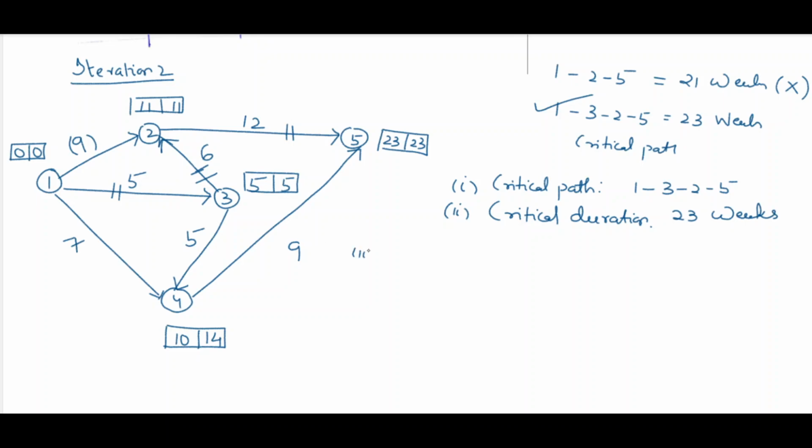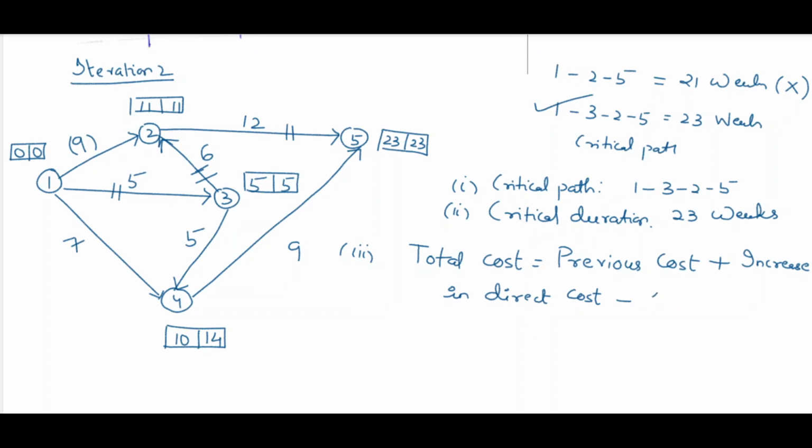And now comes the total cost. Remember that total cost is always equal to the previous cost plus the increase in direct cost, as I have told you that crashing increases the direct cost, minus the decrease in indirect cost. In this way you can determine it.